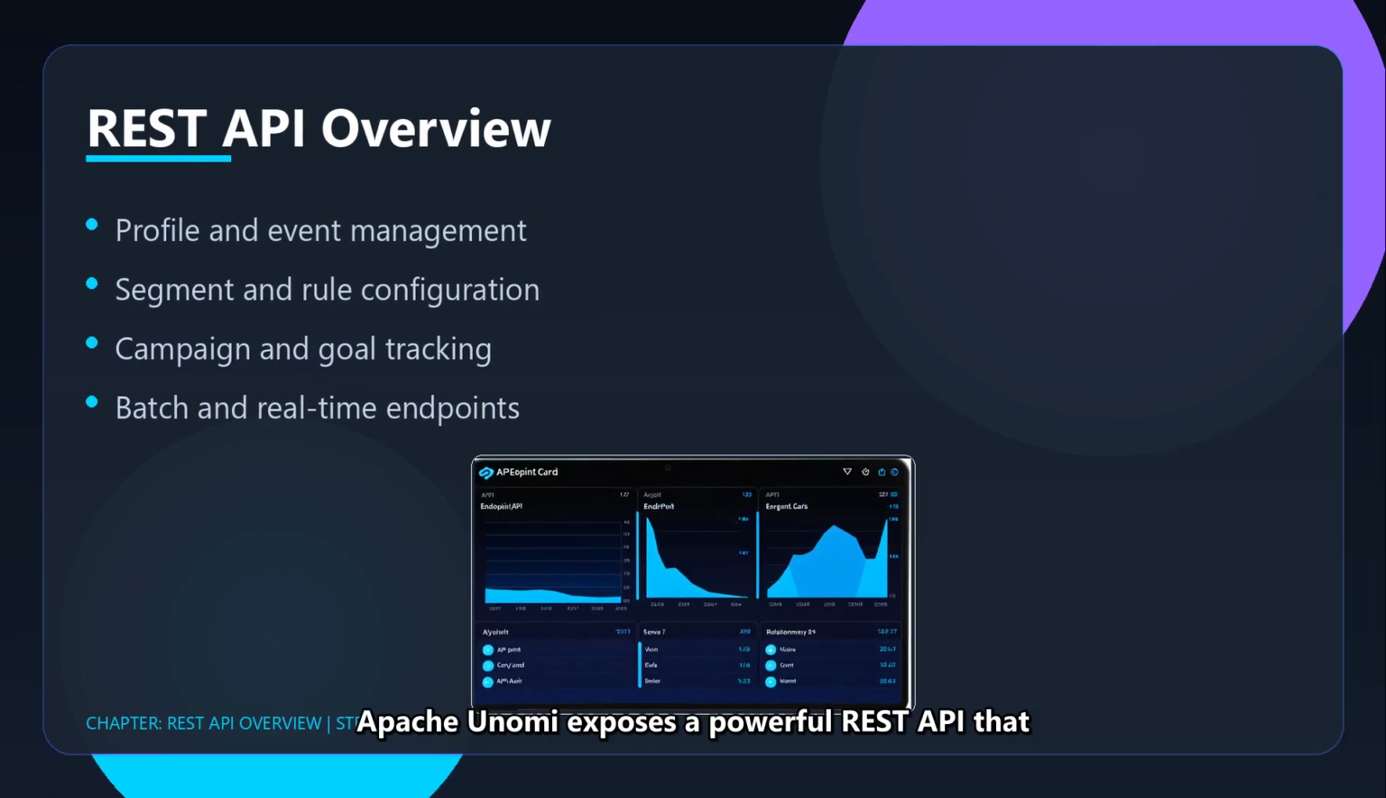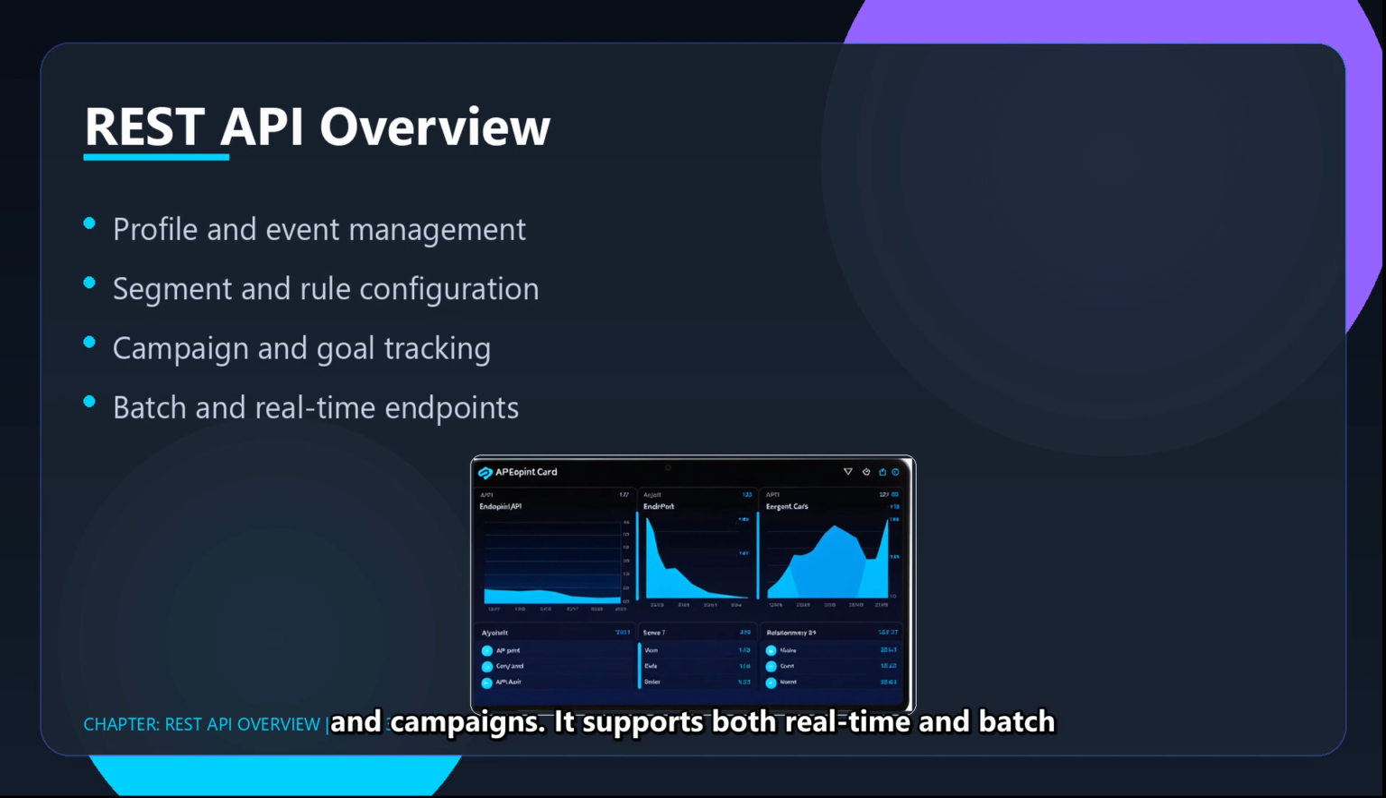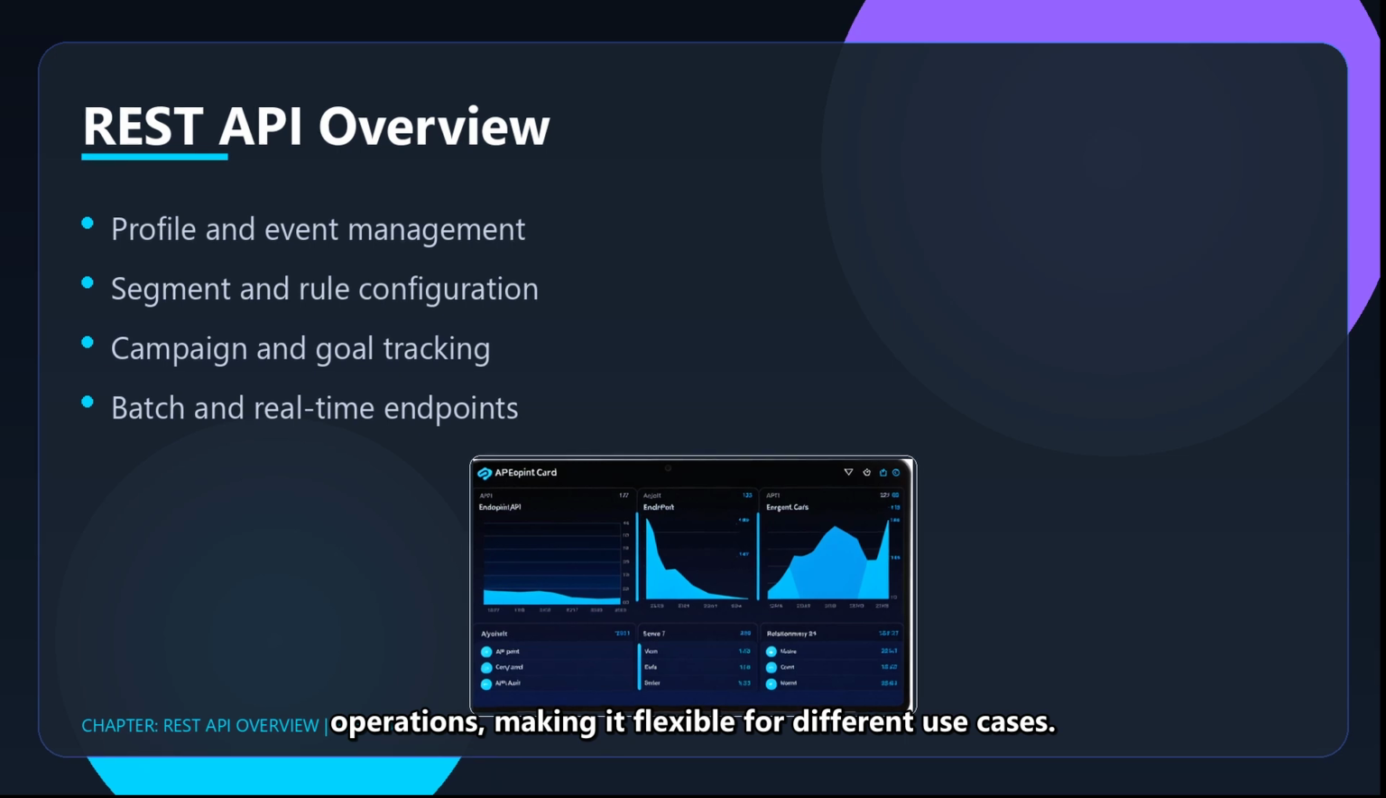Apache Unomi exposes a powerful REST API that allows developers to manage profiles, events, segments, rules, and campaigns. It supports both real-time and batch operations, making it flexible for different use cases.